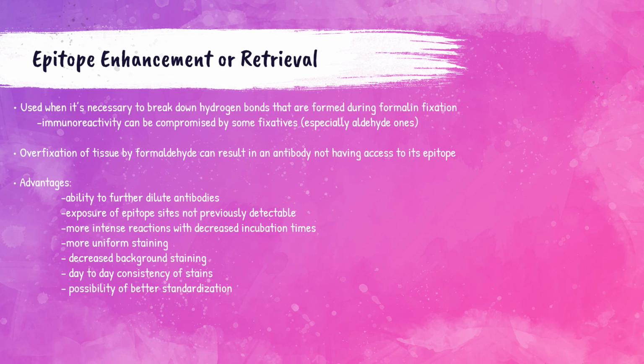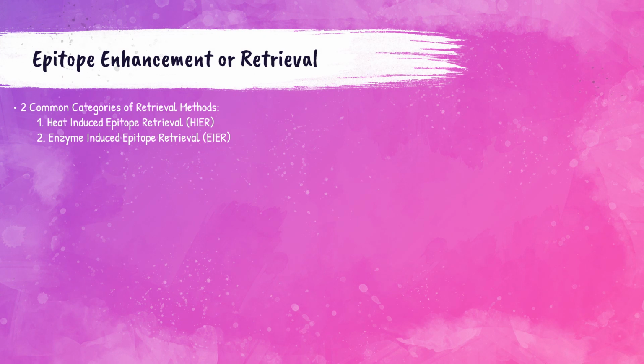There is the ability to further dilute antibodies, exposure of epitope sites not previously detectable, more intense staining reactions with decreased incubation times, more uniform staining, decreased background staining, day-to-day consistency of stains, and the possibility of better standardization within the laboratory. There are two main categories of epitope retrieval methods: heat-induced epitope retrieval, or HIER, and enzyme-induced epitope retrieval, or EIER. We'll talk about each of these methods now.